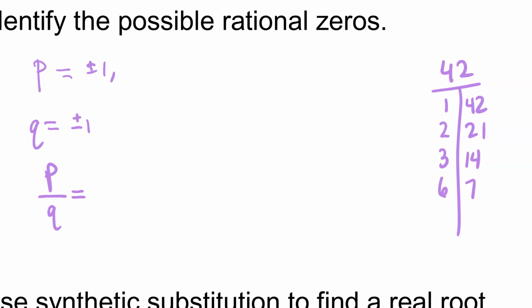So we have plus or minus 1, plus or minus 2, plus or minus 3, plus or minus 6, plus or minus 7, plus or minus 14, plus or minus 21, and plus or minus 42. So if I want to do P over Q, I will take every factor of P, and I'll divide by Q. So 1 divided by 1, 2 divided by 1, 3 divided by 1. Literally anything divided by 1 is itself. So I just have to copy those factors of 42 down.